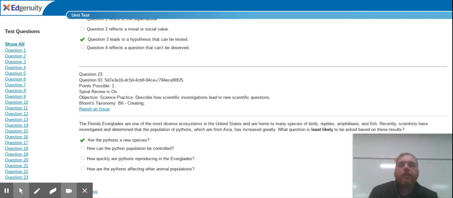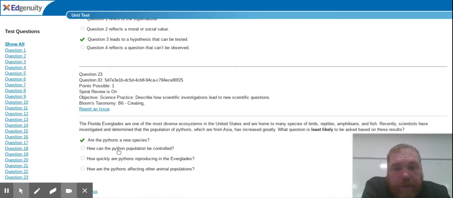And then finally, question 23. The Florida Everglades are one of the most diverse ecosystems in the United States. Okay, what question is least likely to be asked based on the results? What results? So it says recently scientists have investigated and determined that the population of pythons, which is a snake, has increased greatly. Okay, so what question is least likely asked based on these results?